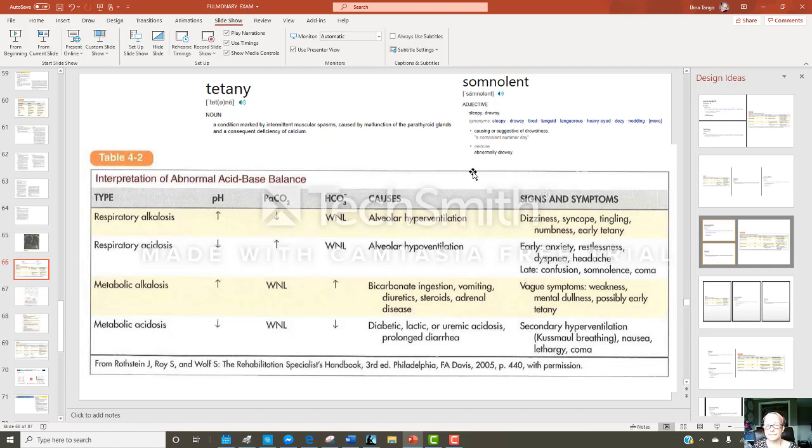Somnolent basically means sleepy or drowsy. So respiratory acidosis, early signs are anxiety, restlessness, difficulty breathing, and headache. Late signs are confusion, sleepiness, drowsiness, or coma.